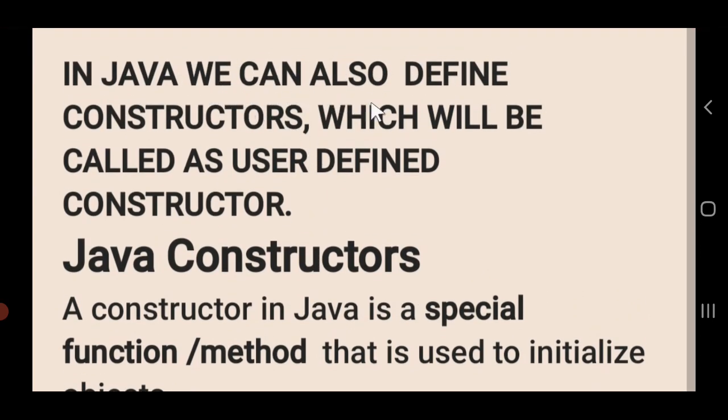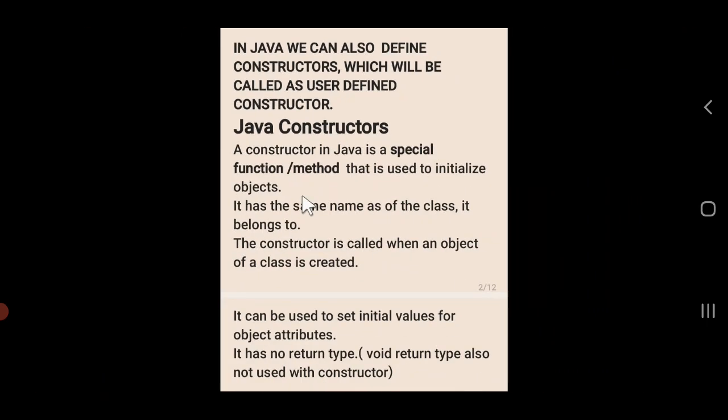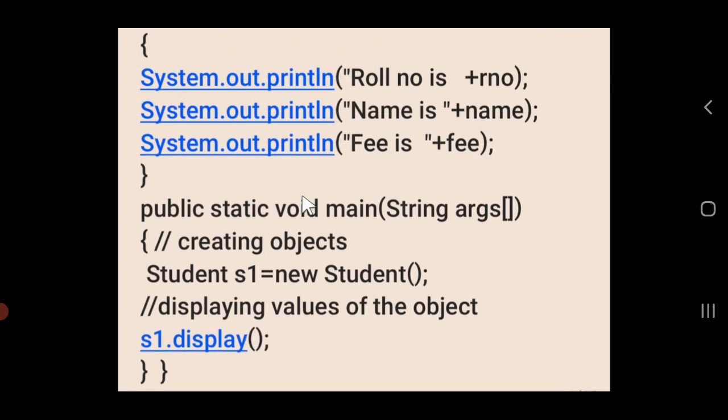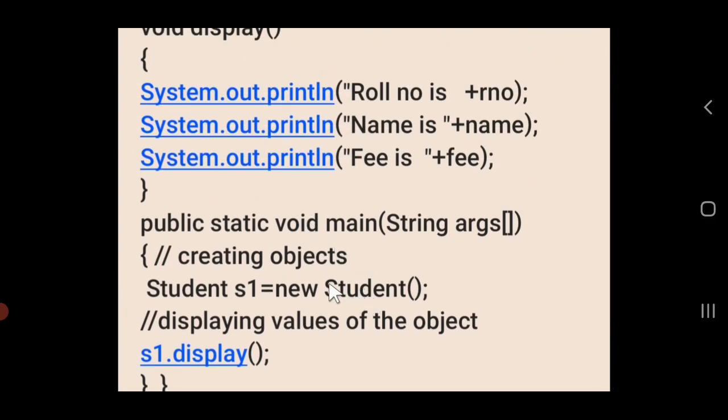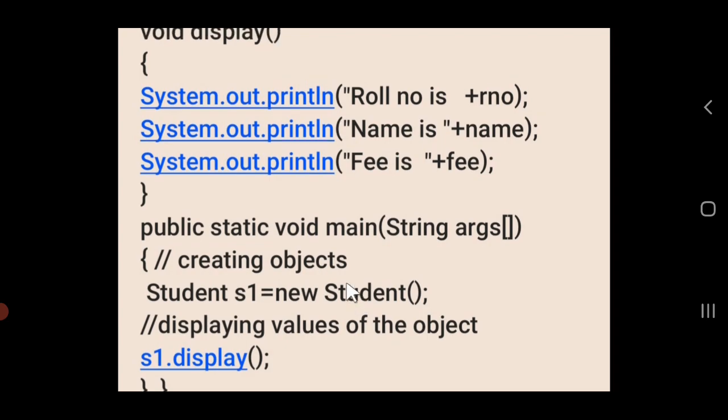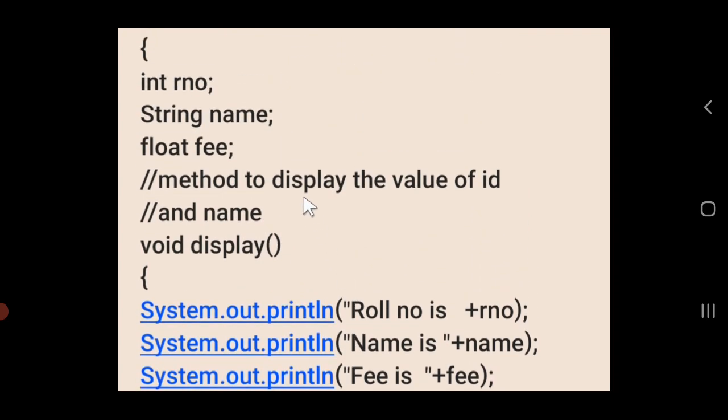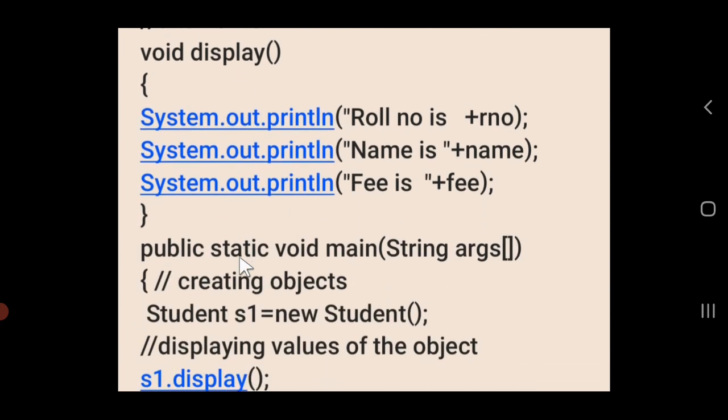In Java, we can also define constructors which will be called user-defined constructors. Students, when I showed this example to you, I was using the constructor, but where is the constructor in this entire program? You can see data members, the display function and the main function. Where is the constructor definition?